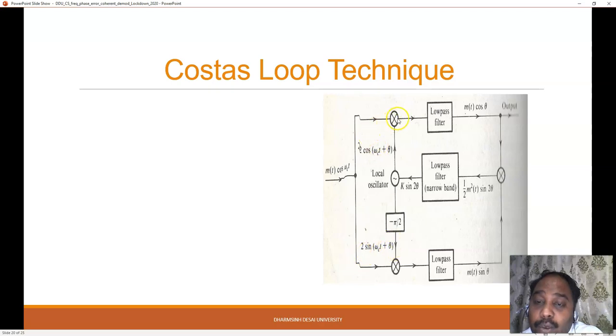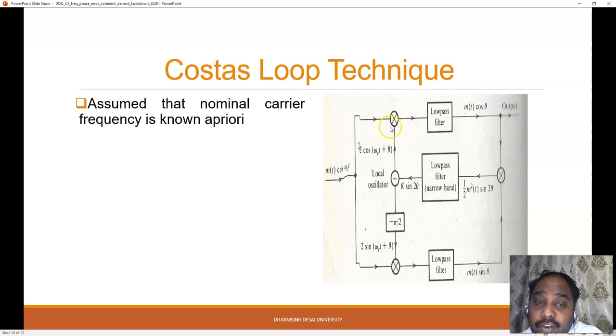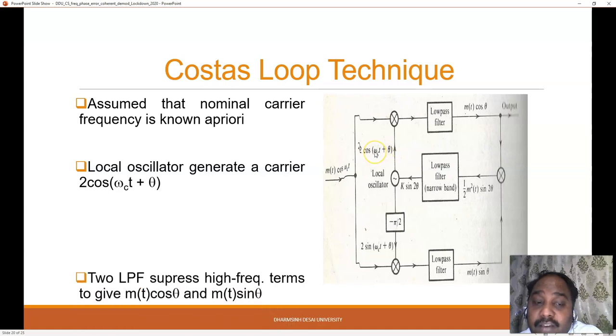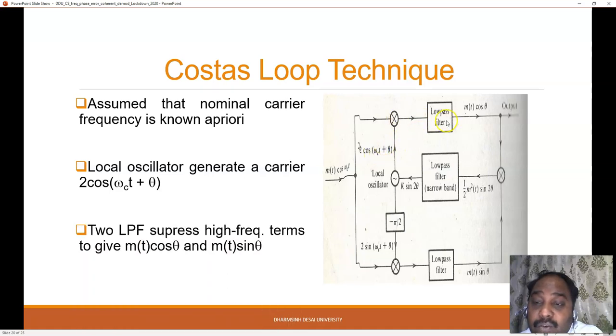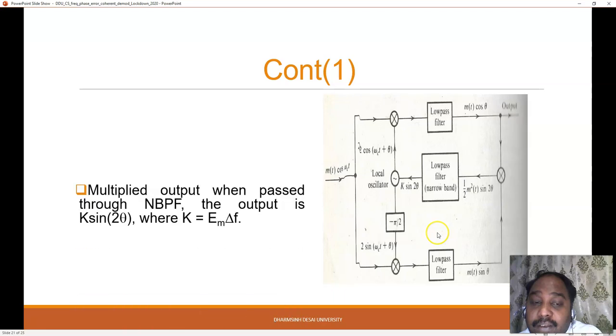So the upper arm output after the product, what you will get is nominal carrier frequencies. In this case, we have assumed that the carrier frequency omega c is properly known to us, so the local oscillator generates this carrier. Two low pass filters we are using over here, which will suppress the high frequency component. If you take the product, I will get one term as cos of 2 omega ct plus theta, and another as cos theta. After the low pass filter, I will get m of t cos theta, and on this side I will get m of t sin theta.